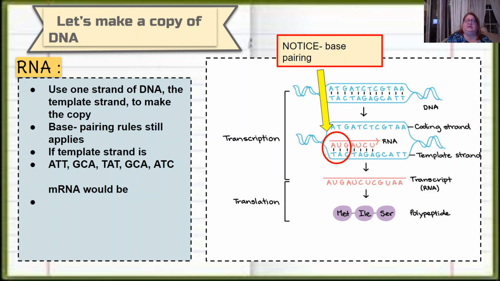Now, so let's actually take a look at how we make a copy of DNA into RNA. Remember, this is transcription. We want to make a copy of a particular gene. So we're going to use one strand of DNA. We're going to unravel the double helix. It's almost like just opening up the double helix. And we're going to use just one strand, and that strand is called a template strand.